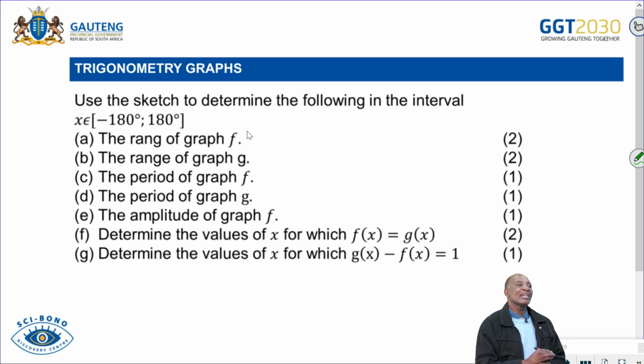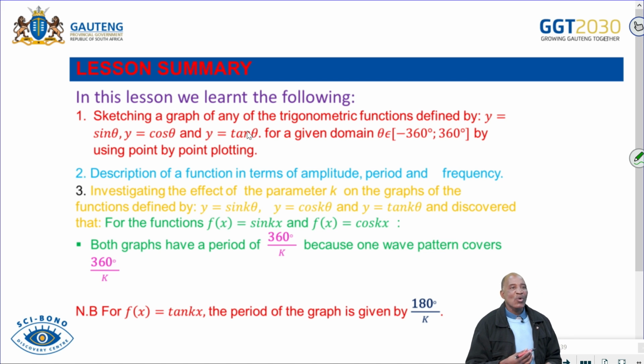For x element of negative 180 to 180, you need to determine the range of the graph, the range of G, range of F, period of G, period of F, the amplitude of the graph F. Then determine the values of x for which f of x is equal to g of x. Where are they equal? Determine the values of x for which g of x minus f of x is equal to 1. You need to check that region where the two graphs have a gap of 1 when you observe or study them. Otherwise, this is your worksheet.